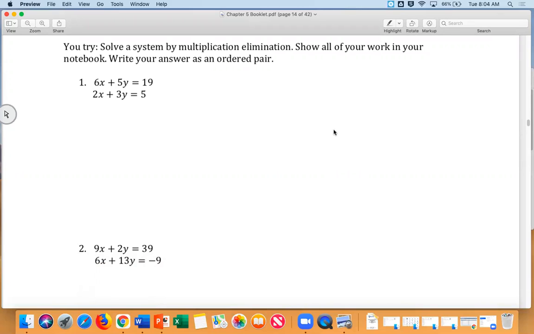Can you get rid of the y's? Yes, you can. That's tomorrow's lesson. But today's lesson is to recognize, hey, how do I make a 2 a 6? Well, I do that through multiplying by 3. So that gives me 6x plus 9y equals 15. Now I'm going to go ahead and write the top equation. And I'm going to let you guys see if you can figure out what x and y are.